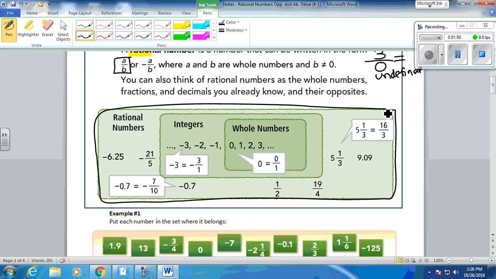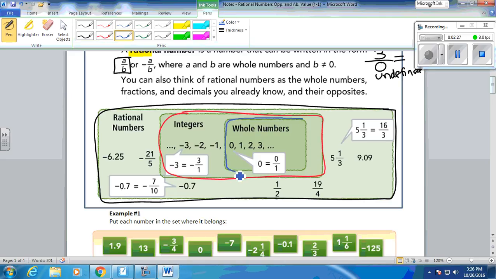Then we have this other box, I'll put it in red, which is the integers. So what this is saying is that integers are in the set of rational numbers. So a number can be an integer and it can be a rational number. But I want you to notice that there are some integers that are whole numbers, but not all integers are whole numbers. This is kind of like a square is a rectangle, but a rectangle is not a square.